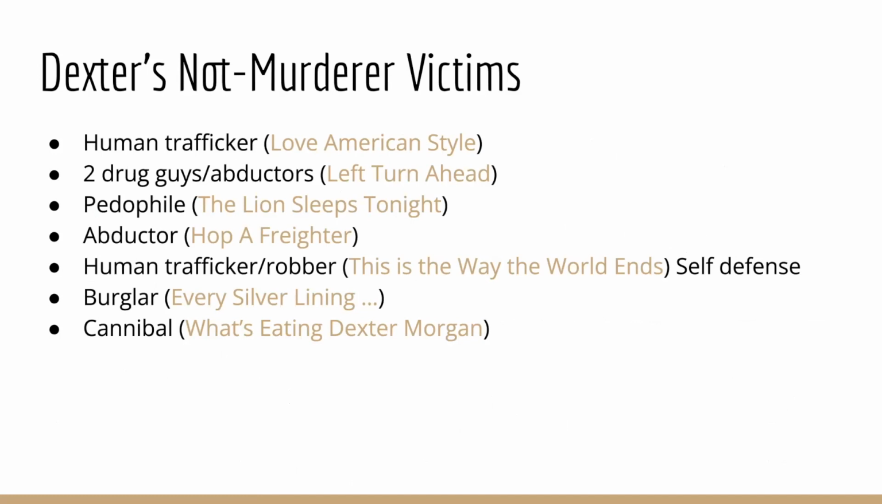77 of the people Dexter kills are murderers, but these are the ones who are not murderers. So he kills a human trafficker in Love American Style. He kills the 2 drug guys / abductors in Left Turn Ahead. He kills a pedophile in The Lion Sleeps Tonight. Kills an abductor in Hop a Freighter. Kills another human trafficker / robber in This Is the Way the World Ends. He kind of kills him in self-defense. He kills a burglar in Every Silver Lining, and he kills a cannibal in What's Eating Dexter Morgan.